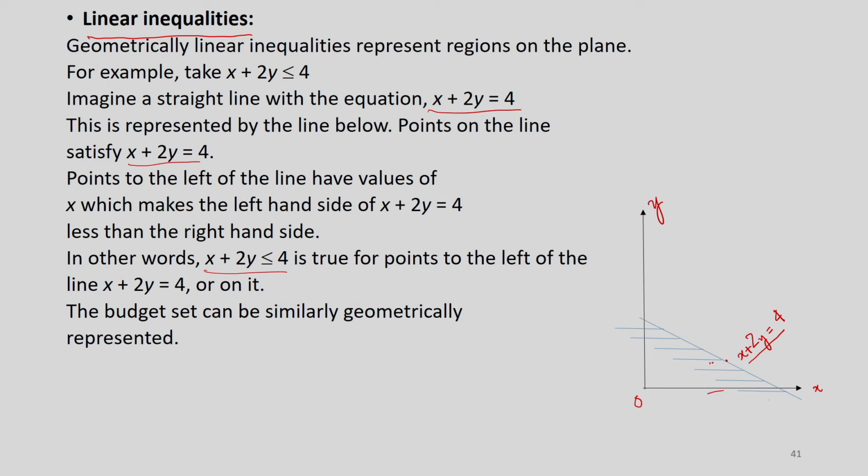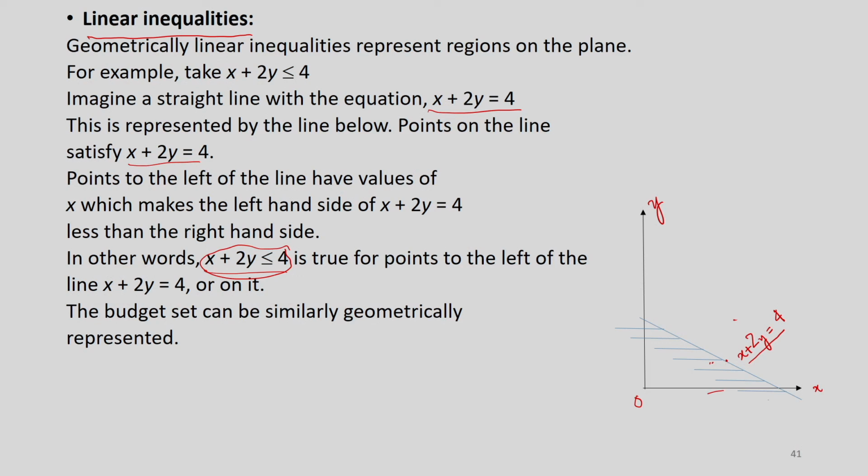So, if you are picking a point on the line, then this will be satisfied, or if you are picking points to the left of this line, again this will be satisfied, because LHS will be less than RHS. What will not satisfy this inequality is if you take some point to the right of this line, then the LHS will not be less than or equal to the RHS.